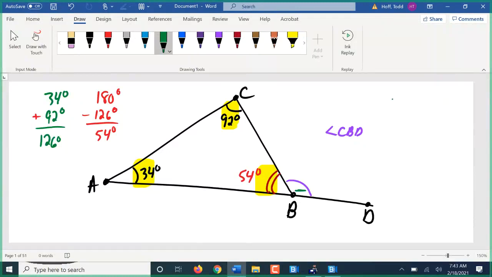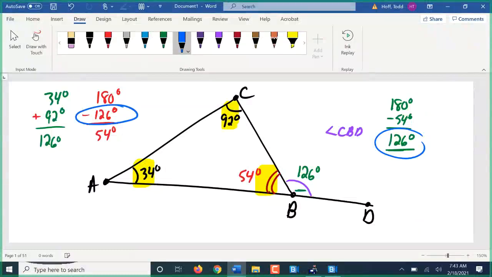Subtract it from 180. 180 minus 54 is 126. We've seen that 126 before, though. Right here. Because of that relationship of adding up to 180 is a very common relationship. It allows us to find equality between a lot of different things.